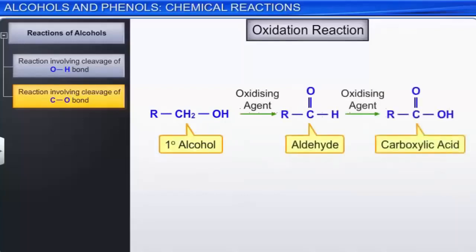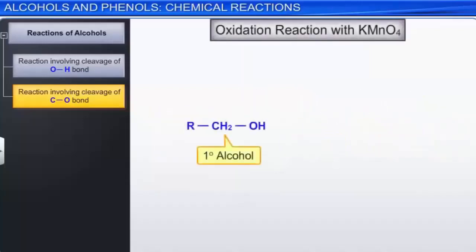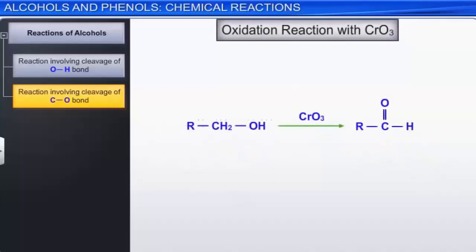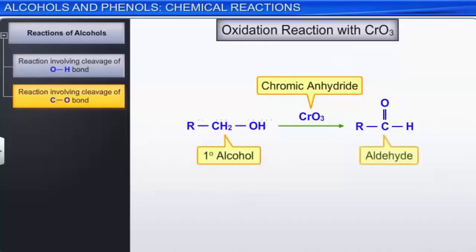Let's consider the different reaction conditions and their outcomes. When a primary alcohol is treated with acidified potassium permanganate, a very strong oxidizing agent, the alcohol will be converted directly into a carboxylic acid. Chromium 6 oxide, or chromic anhydride, is another strong oxidizing agent. In anhydrous conditions, it can be used to convert primary alcohols into aldehydes. However, chromic anhydride is highly toxic and environmentally hazardous.